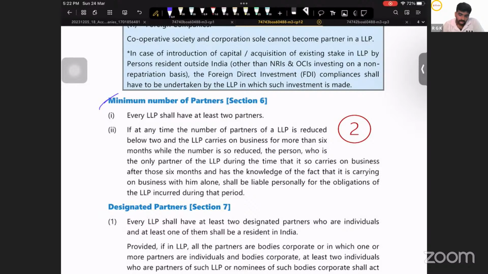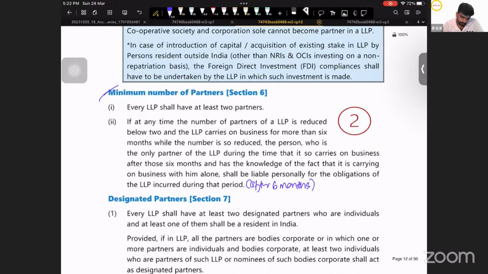and has knowledge of the fact that it is carrying on the business with him alone shall be liable personally for obligations of the LLP incurred during that period. That period means after 6 months. Obligations of the LLP incurred during that period means obligations incurred after 6 months. For the obligations incurred after 6 months, that person alone will be liable.